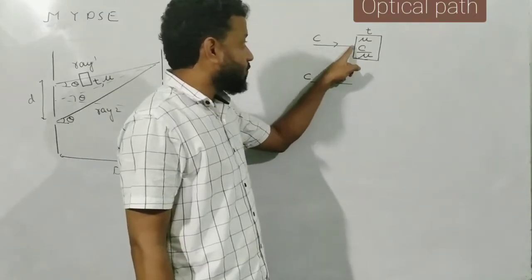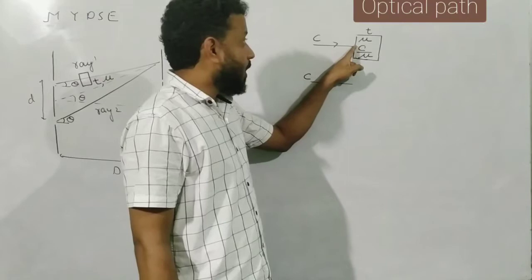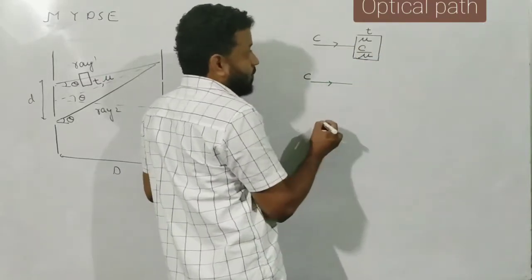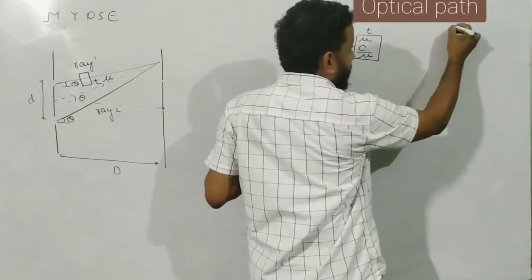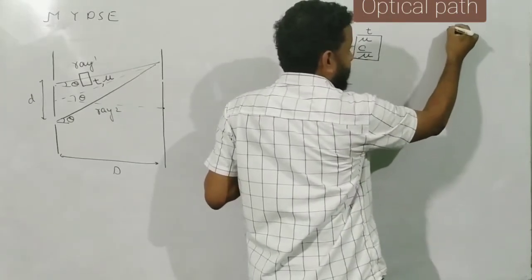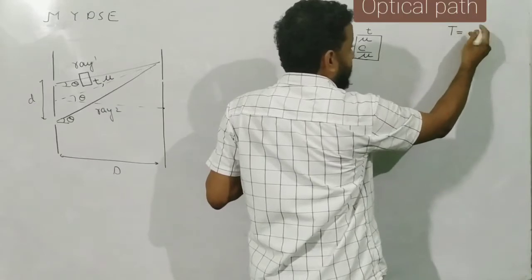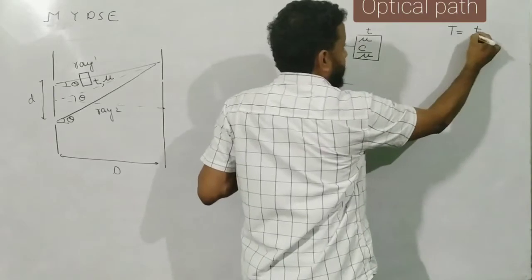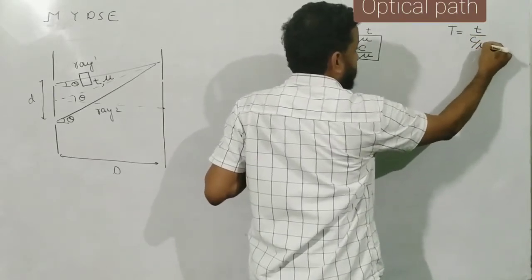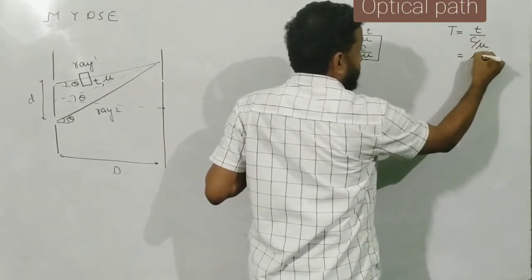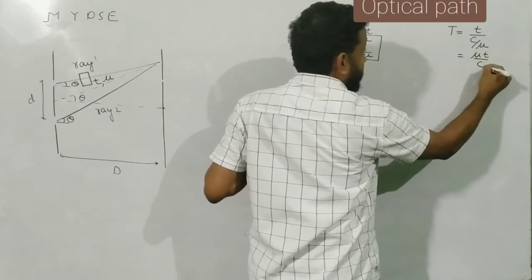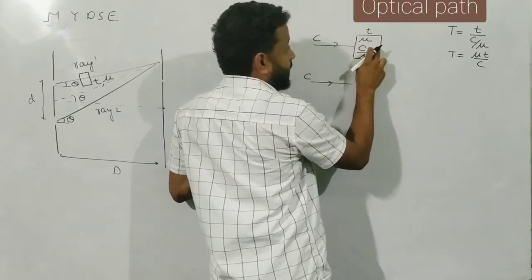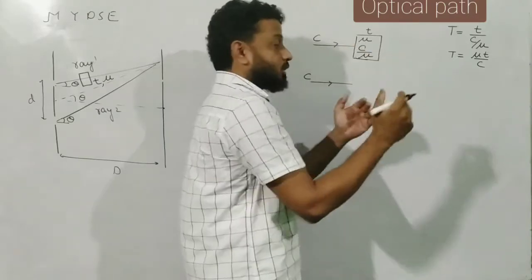So let us first try to find how much time it will take to come out of the slab. Okay, so to come out of the slab, the ray 1 is going to take a time. So let us say I want to find a time, so I am writing the time as capital T. So capital T will be equal to distance by speed. Distance is T, that is the thickness, divided by speed. Speed is c by mu, and that is equal to mu times T divided by c. This is the time this ray will take to reach from here to here. That means the time taken to cross the slab.